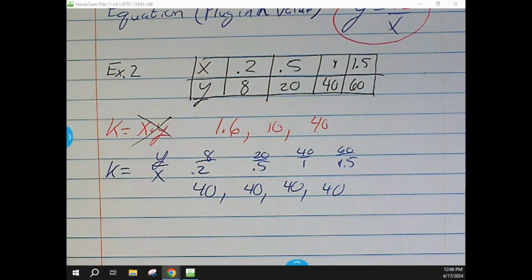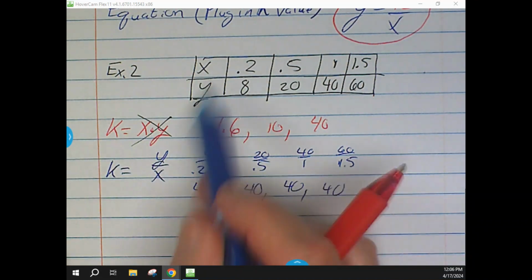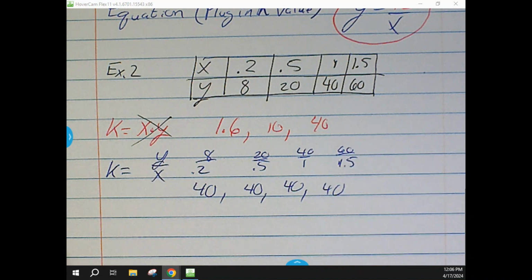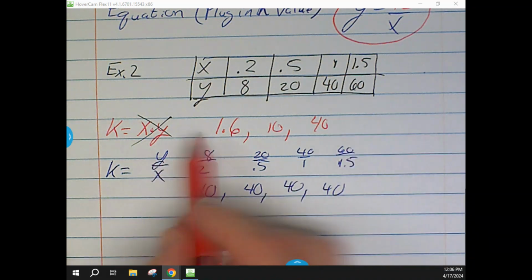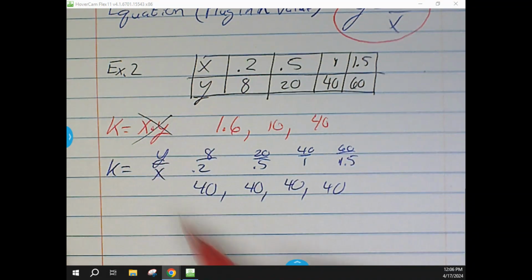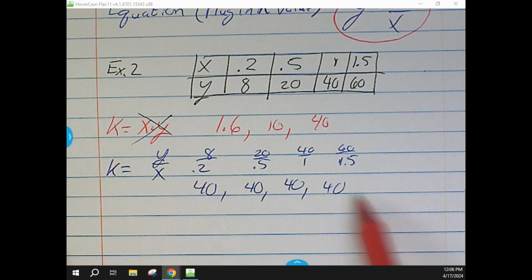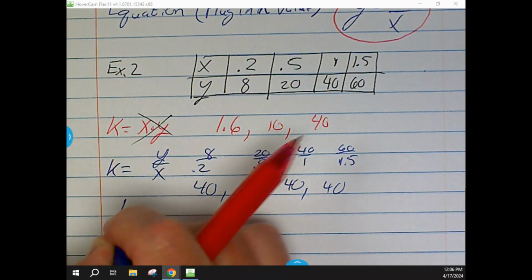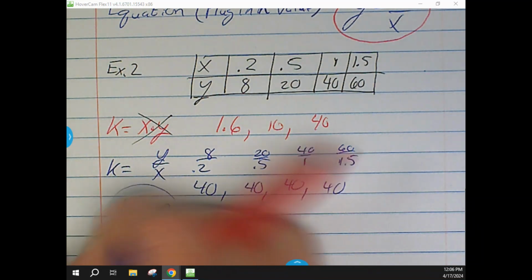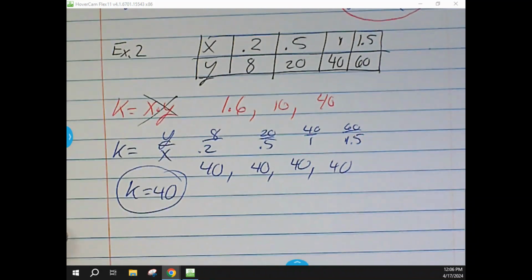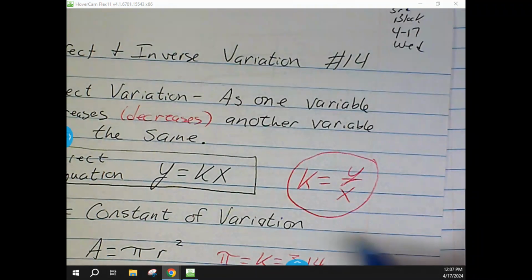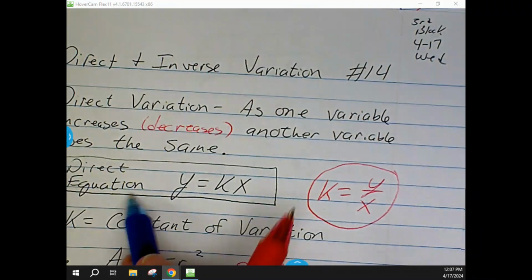Okay, so they ask you to check them. Again, you try multiplying the x's and y's together, see if that comes out the same. If it doesn't, then we cannot do multiplication. So now we're going to try division. If we try division and all the numbers are the same, well, we know that's k equals 40. We got the k value. And again, if division works to get the k value, that was y divided by x, that means it's got to be direct.